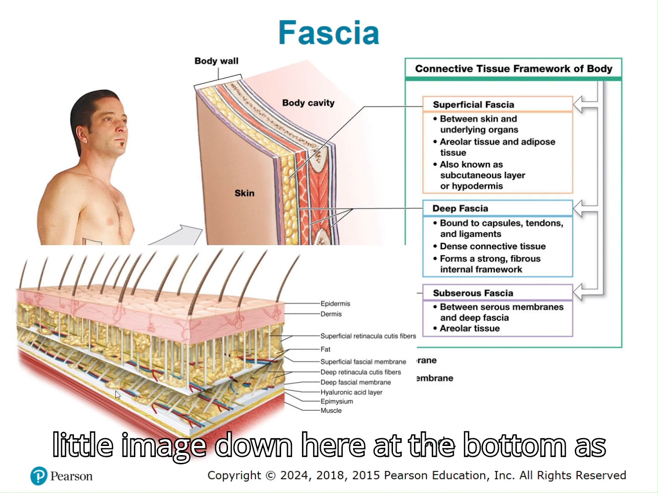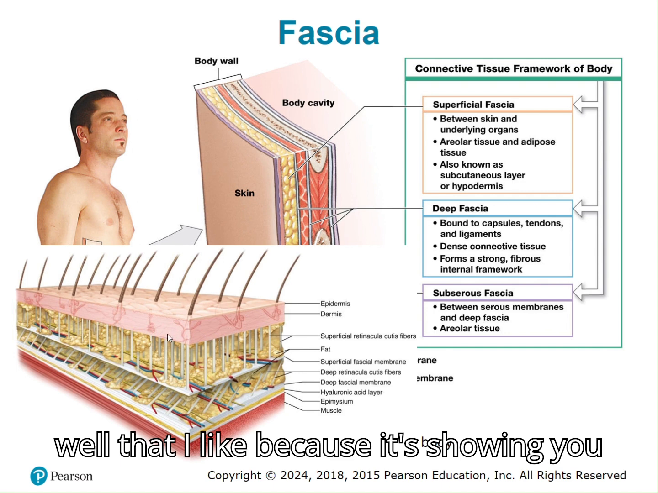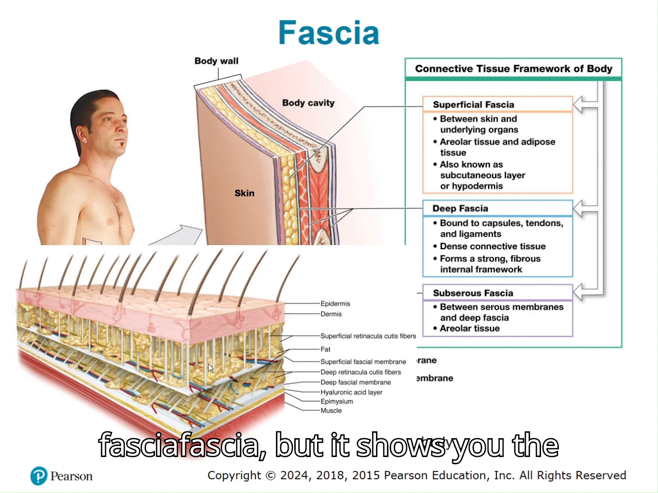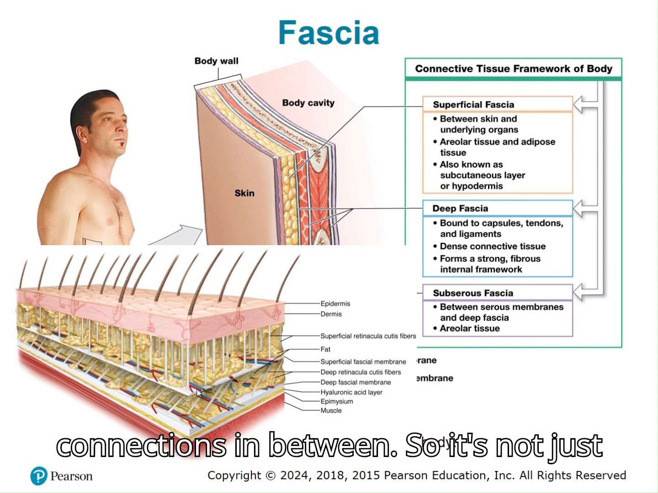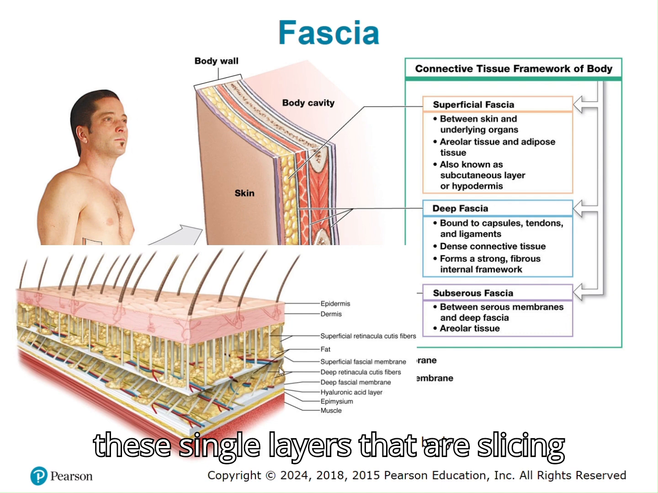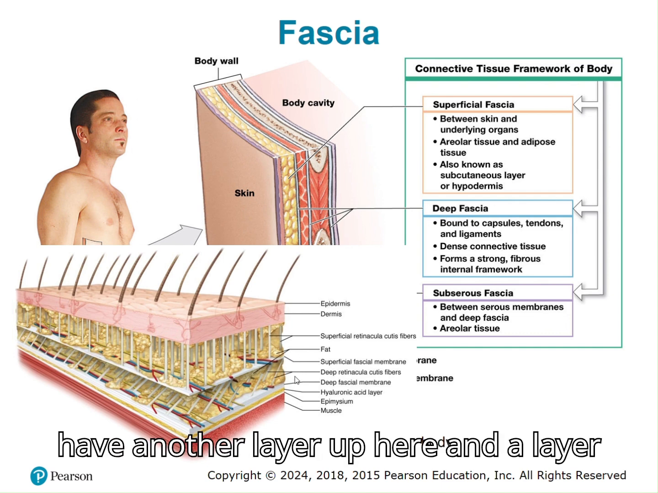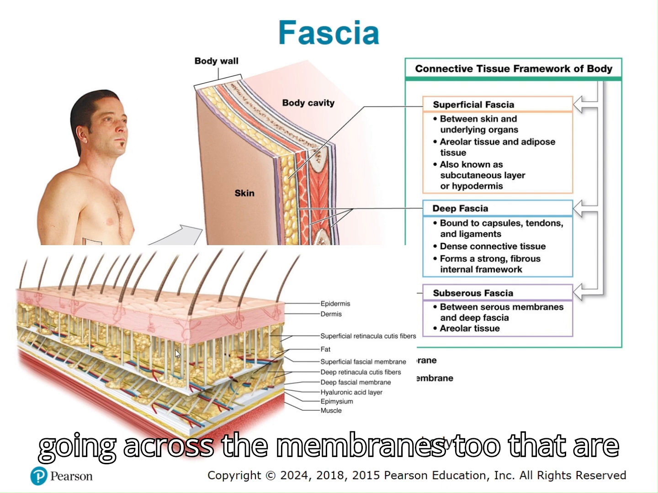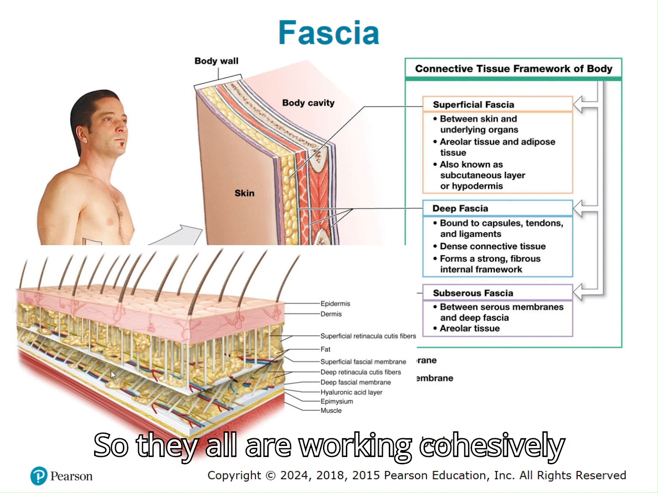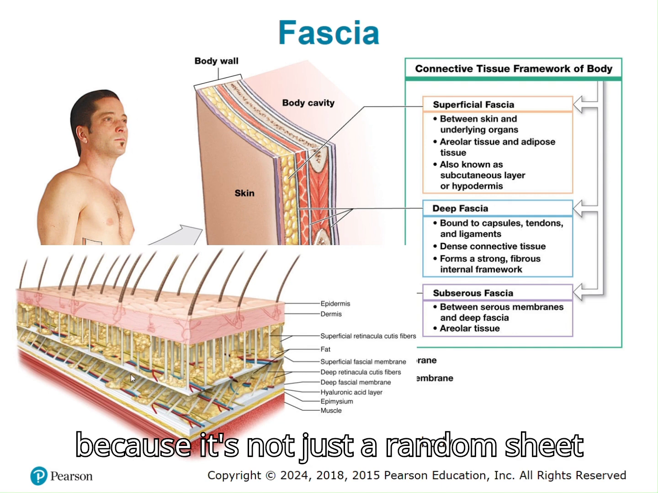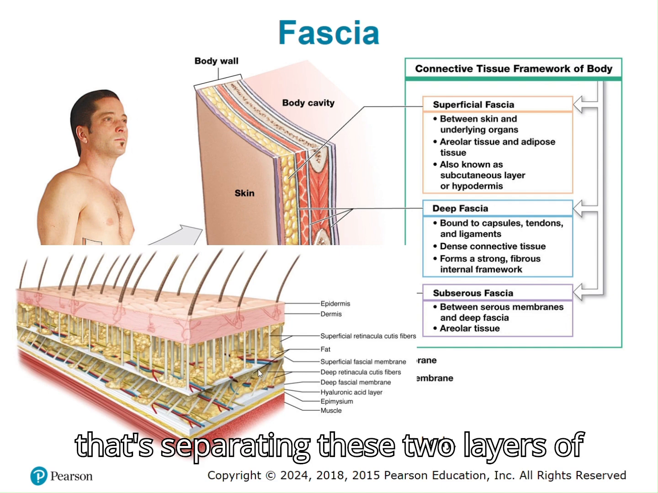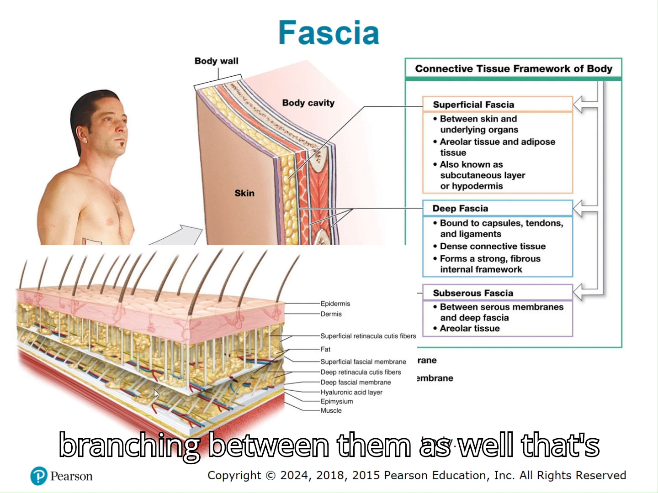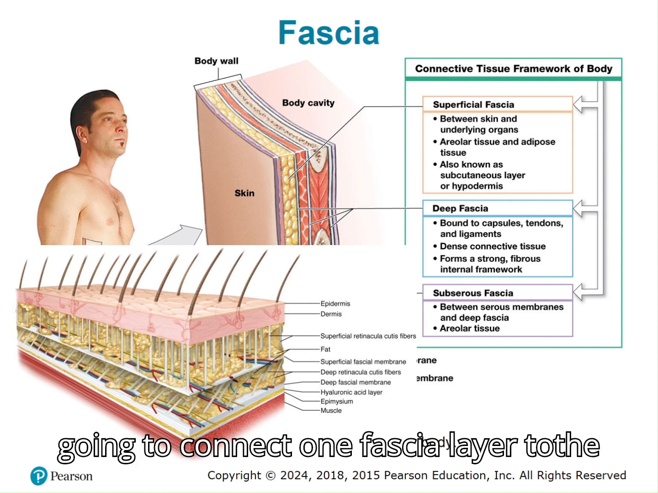Now we have this little image down here at the bottom as well that I like, because it's showing you how not only do you have those white layers where you're going to have the fascia, but it shows you the connections in between. So it's not just these single layers that are slicing through. You have that layer here, you have another layer up here, and a layer down here, but there are fibers that are going across the membranes too that are going to be attaching them to each other. So they all are working cohesively, because it's not just a random sheet that's separating these two layers of adipose tissue, but then you have the branching between them as well that's going to connect one fascial layer to the other fascia.